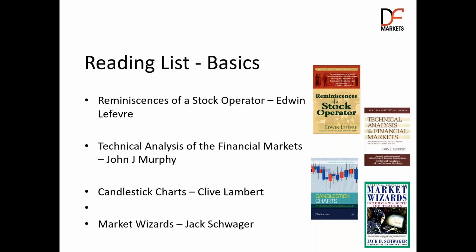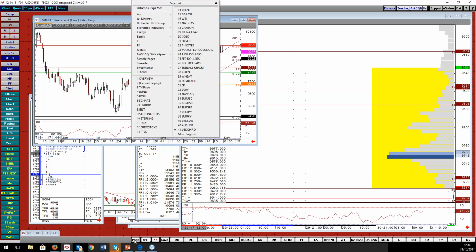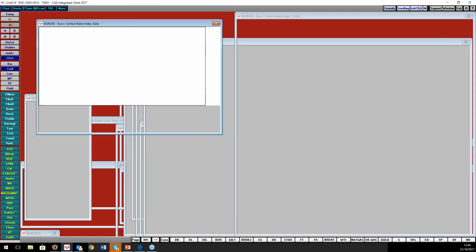And the last book that is probably on my recommended list would be Market Wizards: Interviews with Top Traders by Jack Schwager. And again, lots in there for you to think about if you are an aspiring trader or even an experienced trader. I would say that Market Wizards is one for you. So that, my friends, concludes the slides bit of the talk.